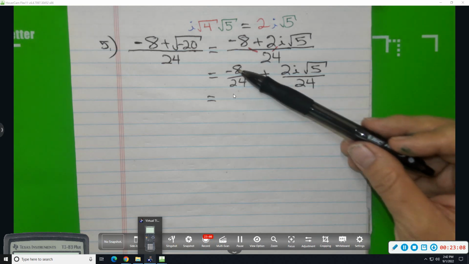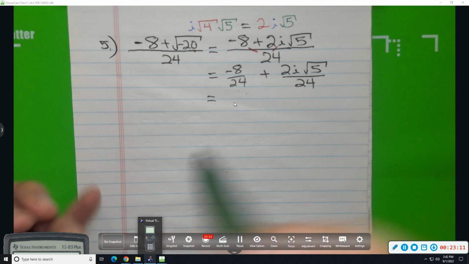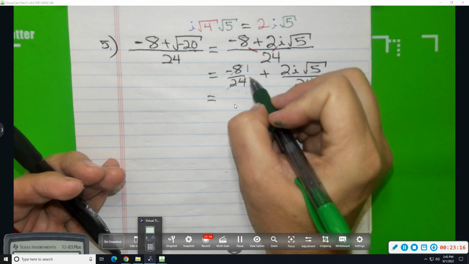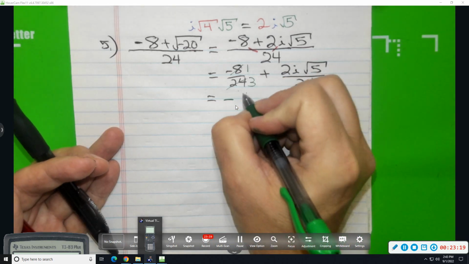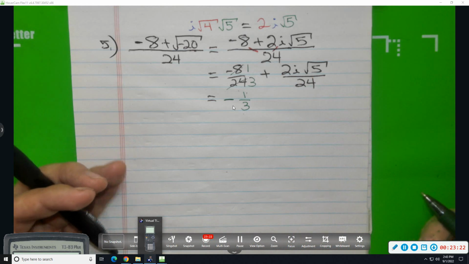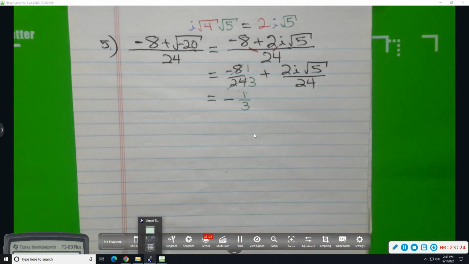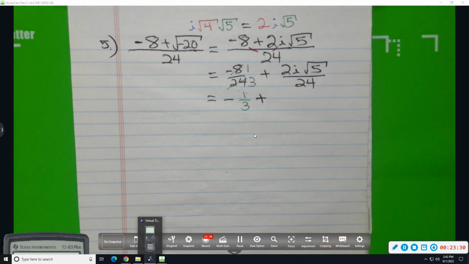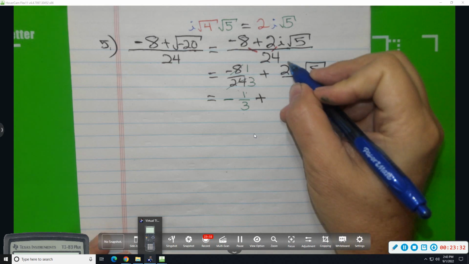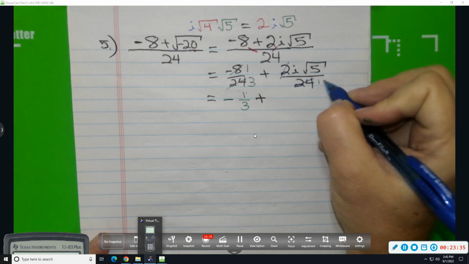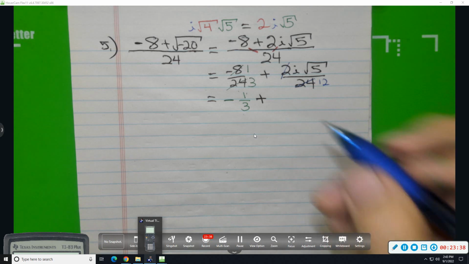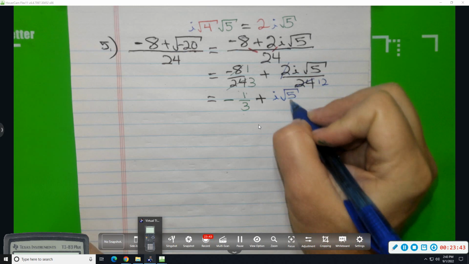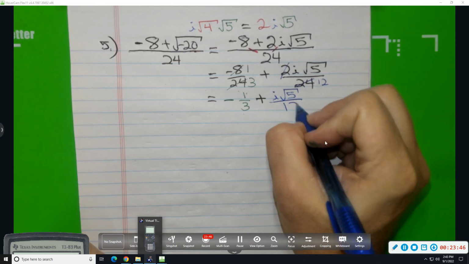There's a common factor of 8 here. 8 divided by 8 is 1. 24 divided by 8 is 3. So that leaves us with a -1/3 plus, what can we cancel here? Okay, 2 will go into 24 12 times. So we have the rather interesting looking fraction i square root of 5 all over 12.